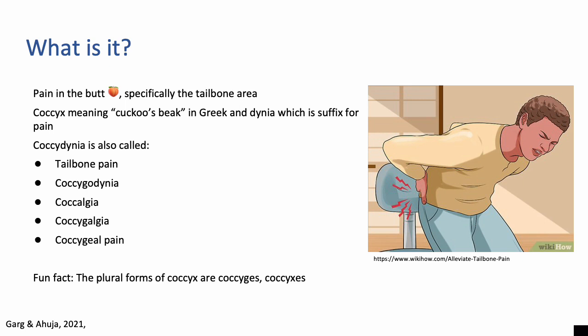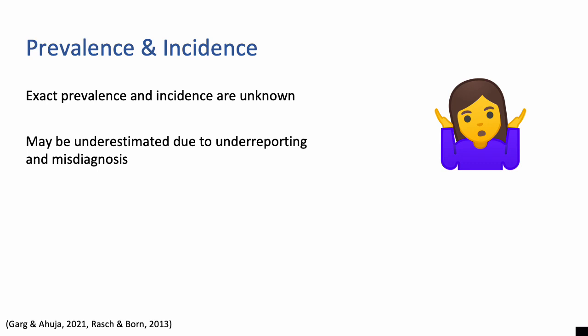Coccydynia is tailbone pain. Coccyx means cuckoo's beak in Greek, and dynia is a suffix for pain. And coccydynia has several different names, so it's good to be familiar with them. And then a fun fact is that there are two plural forms of coccyx. There's coccyges and coccyxes.